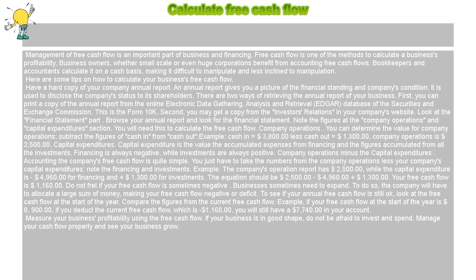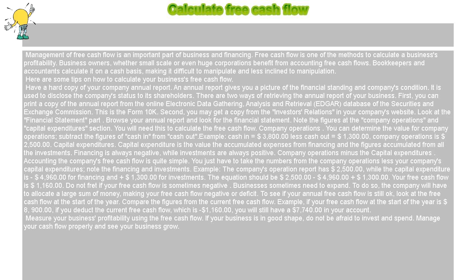Capital expenditures. Capital expenditure is the value of the accumulated expenses from financing and the figures accumulated from all the investments. Financing is always negative, while investments are always positive. Company operations minus the capital expenditures.